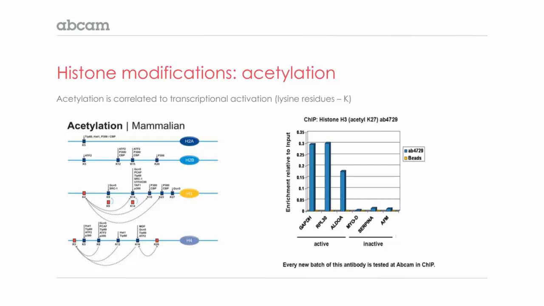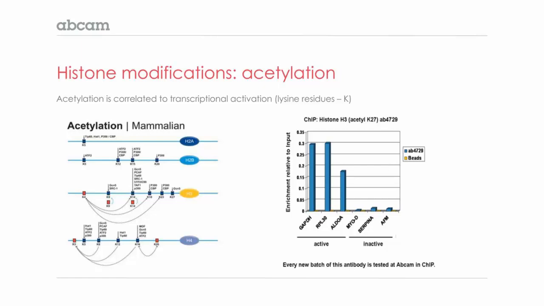Acetylation occurs on lysine residues, and there are specific enzymes that add or remove acetyl groups to lysines, histone acetyltransferases and histone deacetylases, respectively. On the right, you can see a representative CHIP experiment using an H3K27 acetyl antibody. This antibody specifically recognizes histone H3 when it's acetylated at lysine 27. Here, we pulled down DNA that was bound to this histone modification and performed qPCR using primers for several different loci to determine where the modification is located.